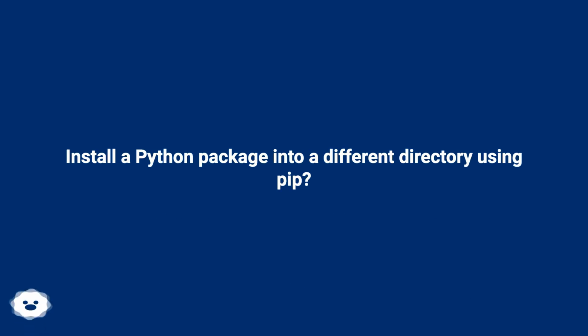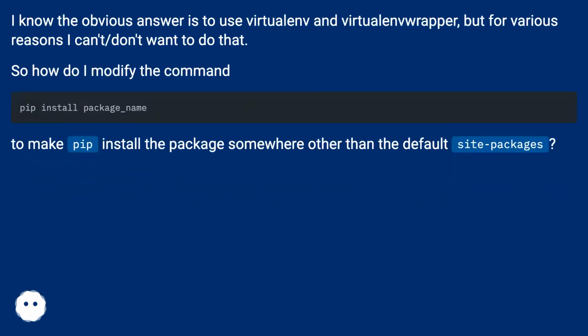Install a Python package into a different directory using pip. I know the obvious answer is to use virtualenv and virtualenv wrapper, but for various reasons I can't or don't want to do that. So how do I modify the command to make pip install the package somewhere other than the default site packages?